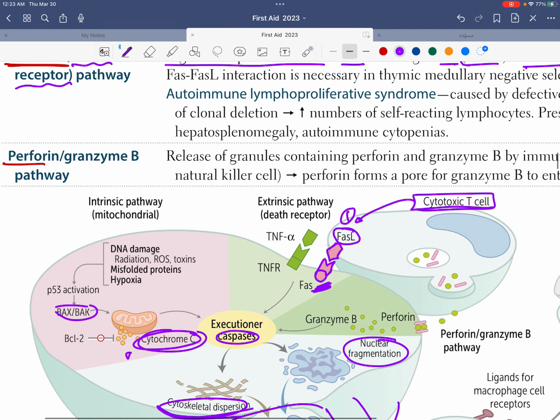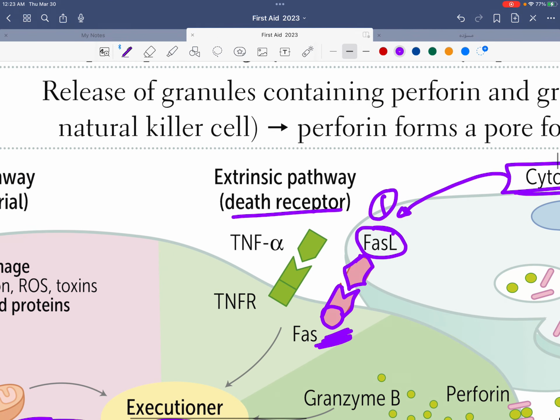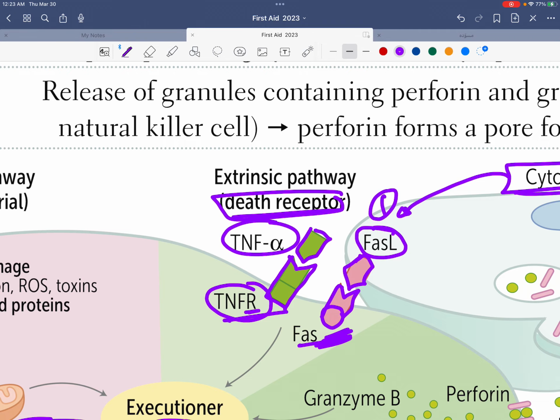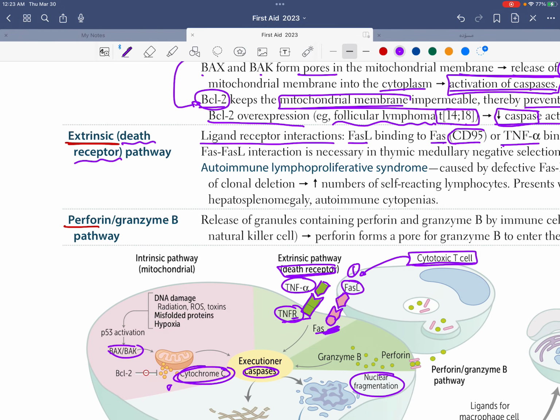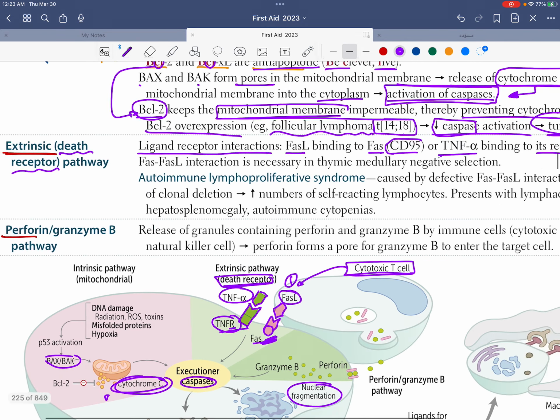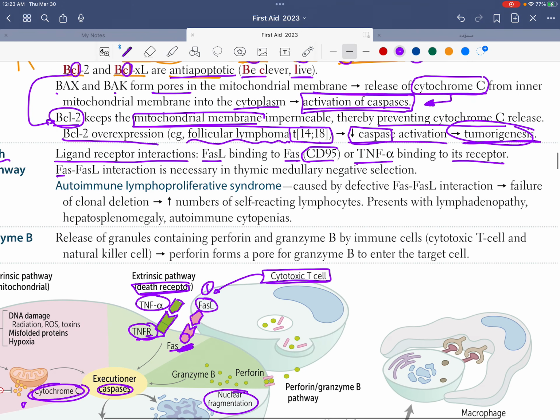So that's one example. The second example of a death receptor is the tumor necrosis factor alpha receptor. TNF alpha is a cytokine. It attaches to the TNF alpha receptor on the cell, and this cell is just like the FAS. It's called a death receptor because it receives death signals from the outside. So the FAS and FASL interaction is necessary.